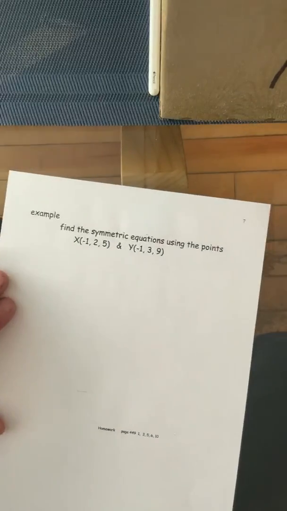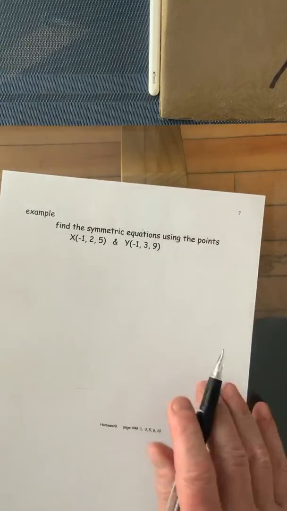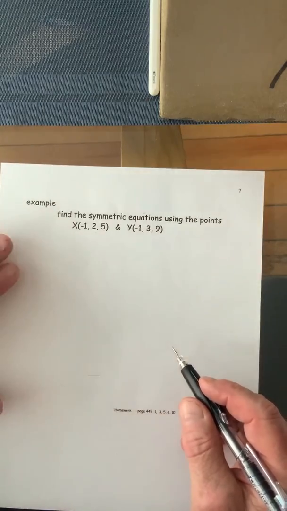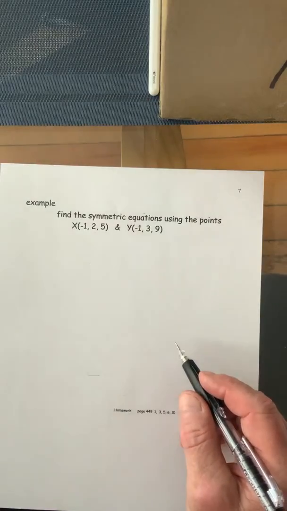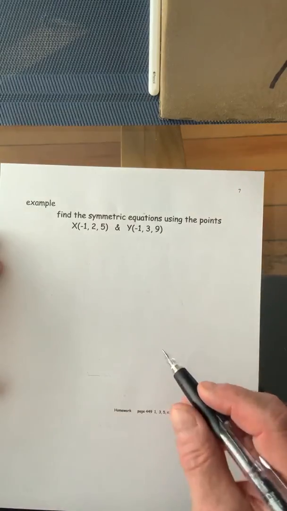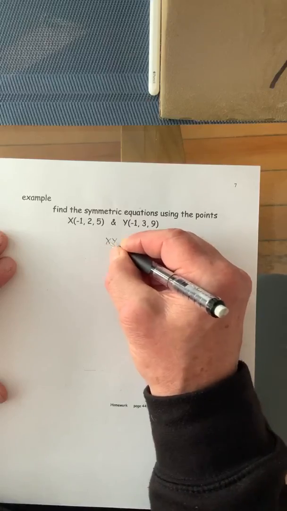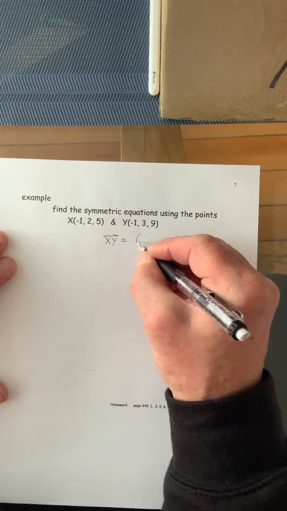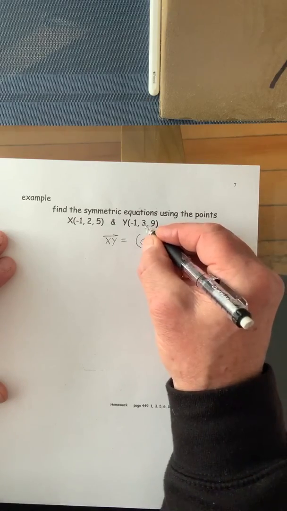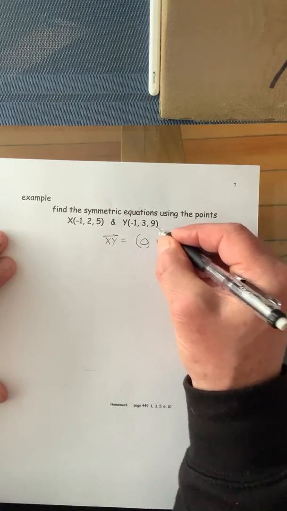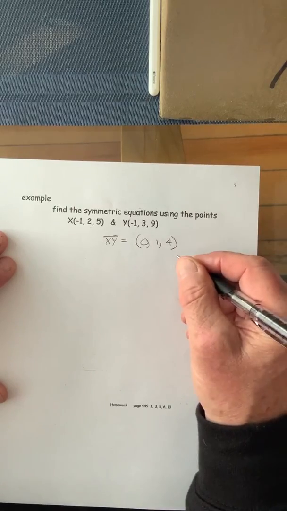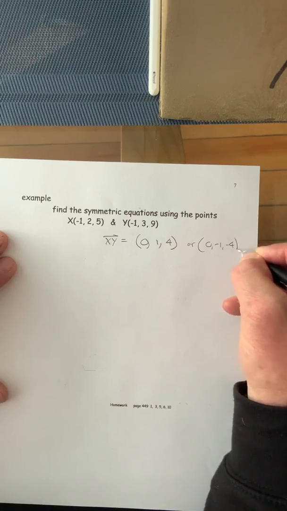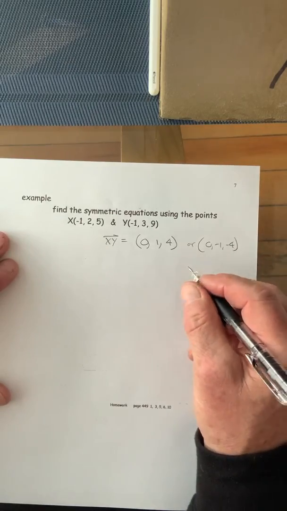That's 6. Okay, so the last page, I believe. Page number 7. Find a symmetric equation using these points. All right, well, it's just more of the same, I think. x, y, z will be negative 1 minus negative 1, which is 0. 3 minus 2 is 1. 9 minus 5 is 4. Or 0, negative 1, negative 4. If you do it the other way around, it makes no difference.